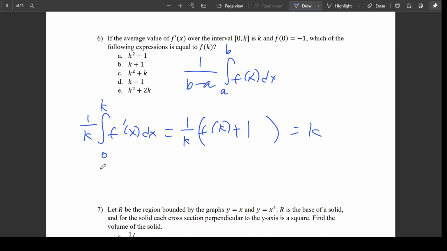So I can multiply both sides by k, and I'll get f of k plus 1 is equal to k squared. And so f of k equals k squared minus 1, and that is A.